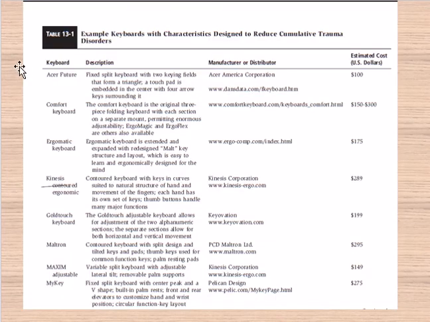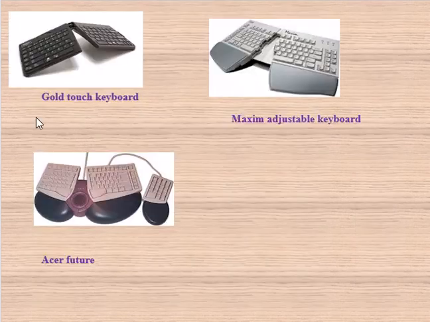These are some example keyboards with characteristics designed to reduce cumulative trauma disorders. A Safe Future, basically a fixed split keyboard, the Comfort keyboard, then the Ergonomics keyboard, then Kinesis, Contour Ergonomics, and the Gold Touch keyboard, Maltron. These are some types of keyboards. Look at these pictures. This is the Gold Touch keyboard, the Maxim adjustable keyboard, and then this is the Acer Future keyboard.